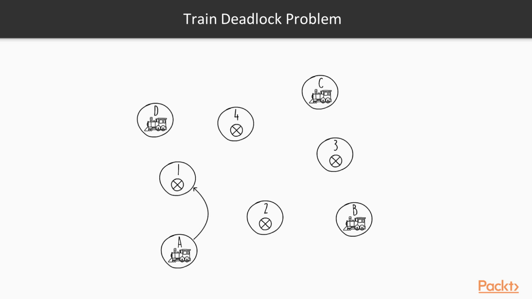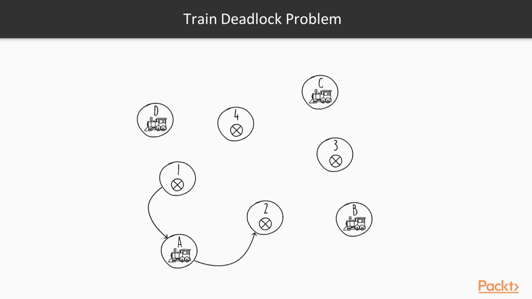Since intersection 1 is free, train A can use it. In technical speak, we say process A has acquired resource 1. We represent this by drawing an edge from the resource to the process. The train moves along, and while holding intersection 1, it requests to use intersection 2.